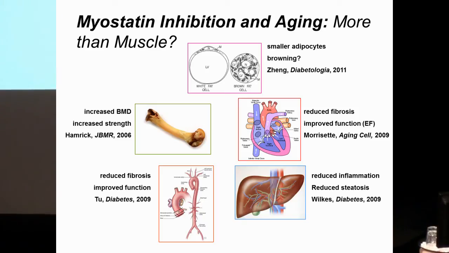In other models that have used myostatin deletion or mutation, there's reduced inflammation in the liver in response to high-fat feeding and reduced steatosis. In the vasculature, myostatin null mice crossed with LDL receptor knockout mice show reduced atherosclerosis and reduced inflammatory cytokines. Sorry, I just copy and pasted that incorrectly. And then in terms of the bone, it's not surprising, because of the profound effects of muscle on bone, that there's increased bone mineral density and increased bone strength in response to myostatin inhibition.